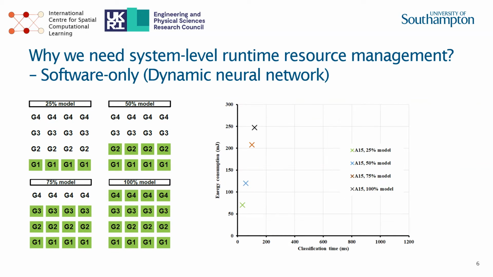But this is basically a software-only approach, and we need a system-level runtime management approach. Let me tell you why. If I'm only aware of these dynamic neural networks and I plot this energy versus latency trade-off on this figure, what we get is 4 trade-off points, right? For the 4 different configurations. That is a very sparse trade-off space.